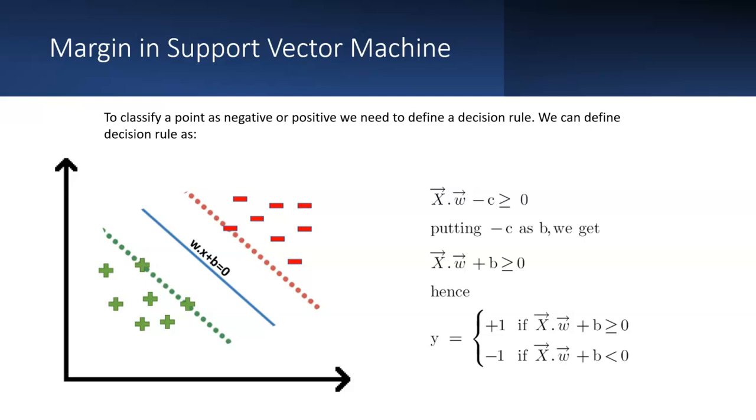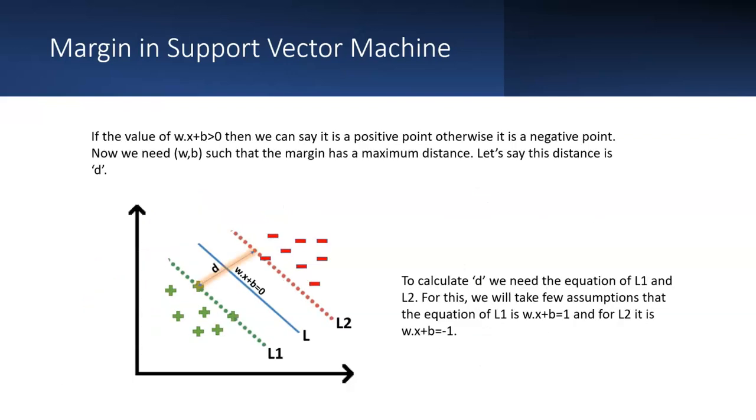So this is how the objective function and constraints look. For that you need to study a little bit of operations research, which will help you find these boundaries. If the value of this is positive, we can say it's a positive point, otherwise it will be a negative point. Now we need a W and B such that the margin has a maximum distance.